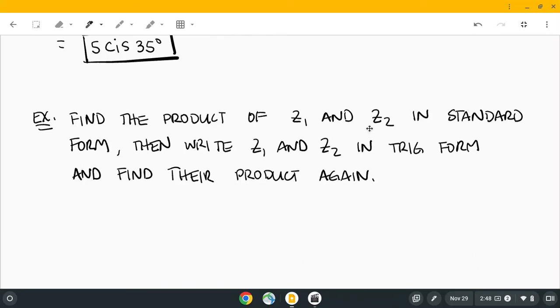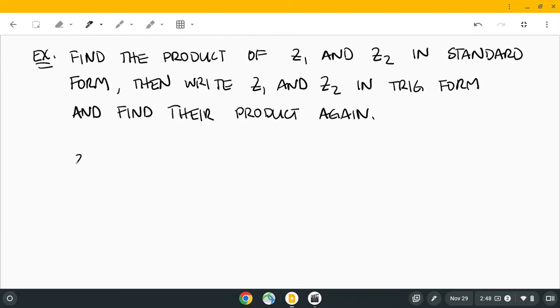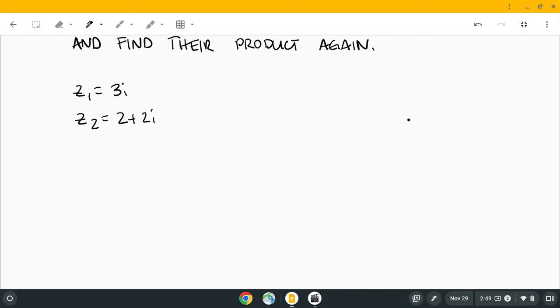Okay, all right, so here is Z1. Z1 is 3i. Z2 is 2 plus 2i. All right, so let's do standard form here first.